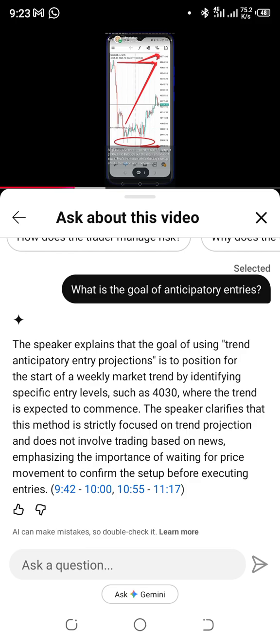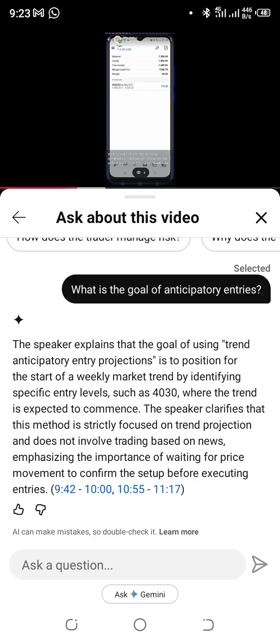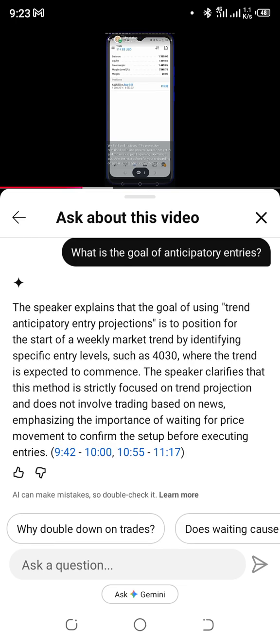So the speaker explains that the goal of using trend anticipatory entry projection is to position for the start of a weekly market trend by identifying specific entry levels such as 4030, where the trend is expected to commence. The speaker clarifies this method is strictly focused on trend projection and does not involve trading based on news, emphasizing the importance of waiting for price movement to confirm the setup before execution.